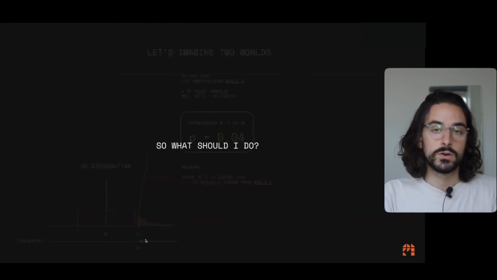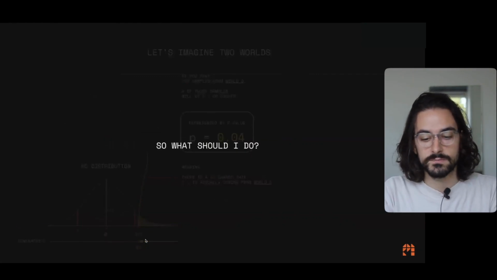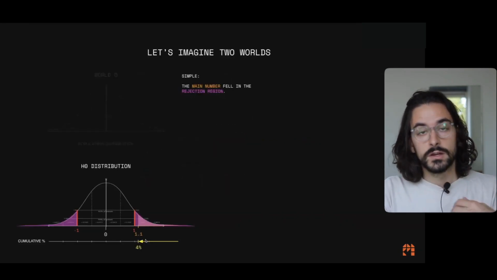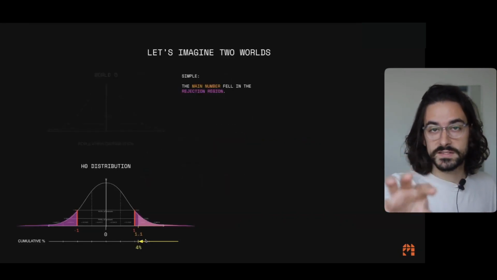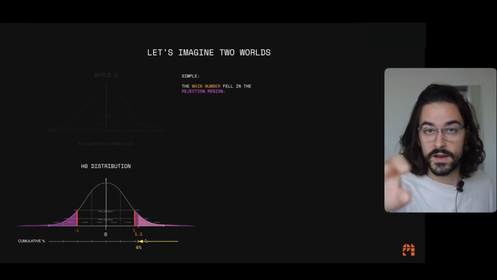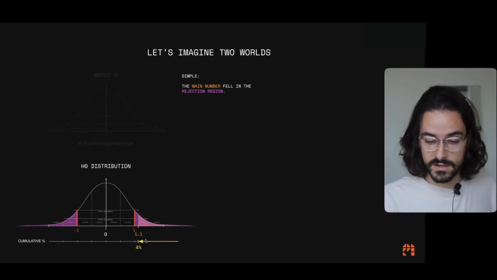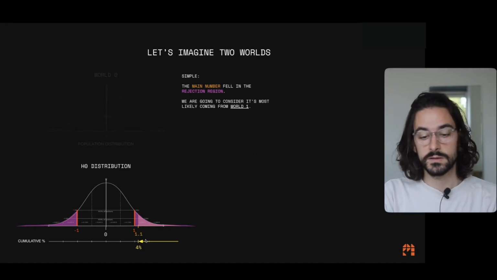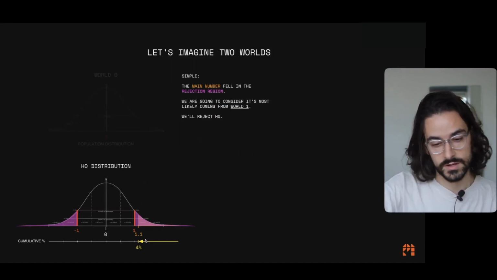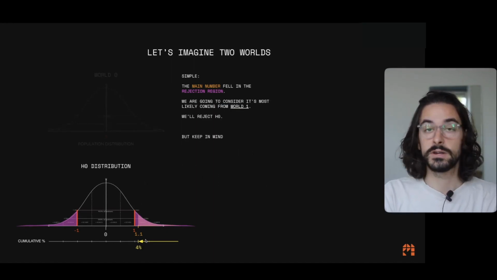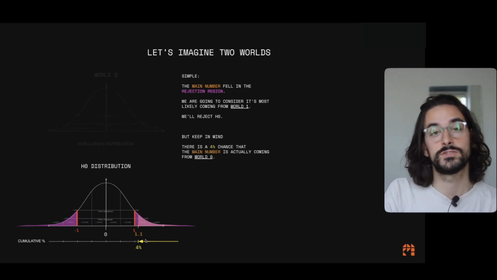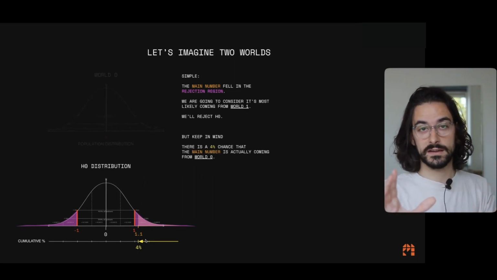That's why you ask me, what should I do in this situation? Because there's still a 4% chance that it's coming from world 0. Well, here's what we do. Didn't we agree that we're going to work with a 5% alpha, 0.05, so 95% confidence? Well, yes. So the mean number fell in the rejection region. Simple. We're going to consider it's most likely coming from world 1, the other one. So we'll reject the null hypothesis. But keep in mind, there's still a 4% chance that the mean number is actually coming from world 0. So this is the criticism that we have to have.